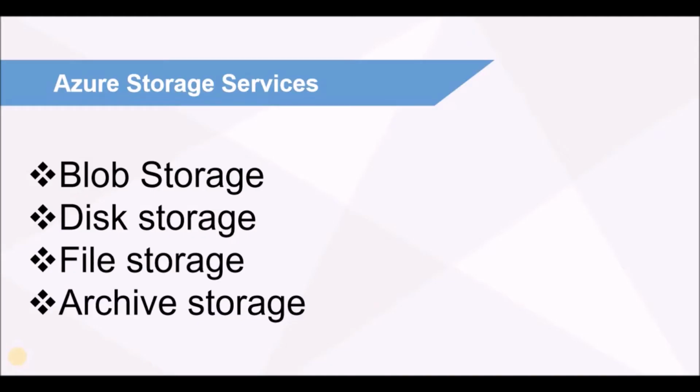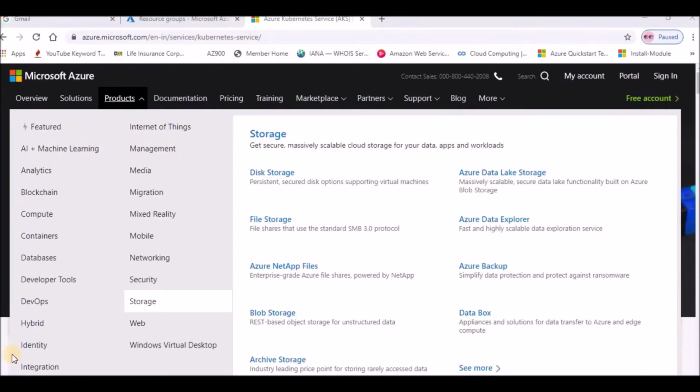Let's see about the storage services that are available in Azure. The ones are blob storage, disk storage, file storage and archive storage. So this we are going to discuss now. The data will be available in three forms: structured data, semi-structured data and unstructured data.